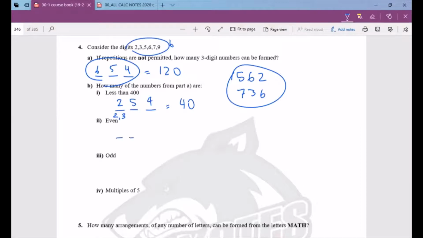How do we know if a number is even? A number is even if the last number is even. So this could have been a 2, could have been a 6, and that's it. There's no 4, there's no 8 in this question, and there's no 0 in this question, so it can only end in a 2 or a 6, so we have 2 choices for this one. Now we go in and fill in the rest of the question. This ends up being 5 choices for our first number now, 4 choices for the next number now. Also 40 different even numbers.